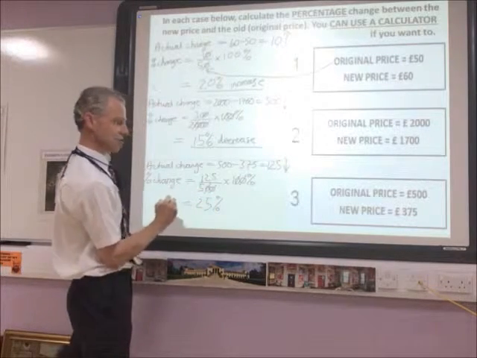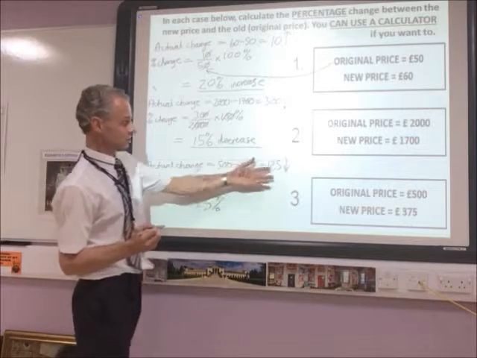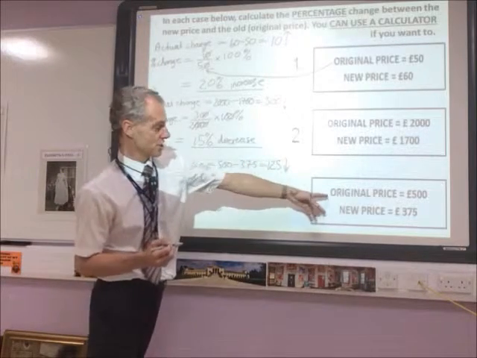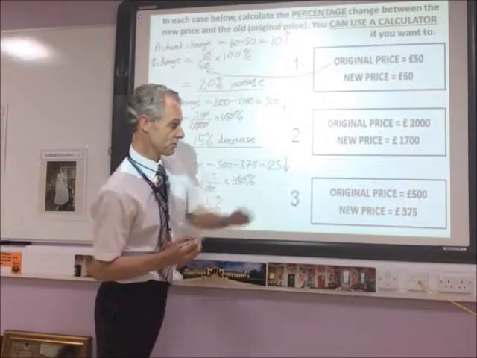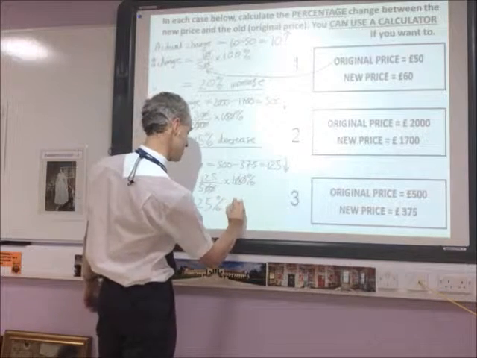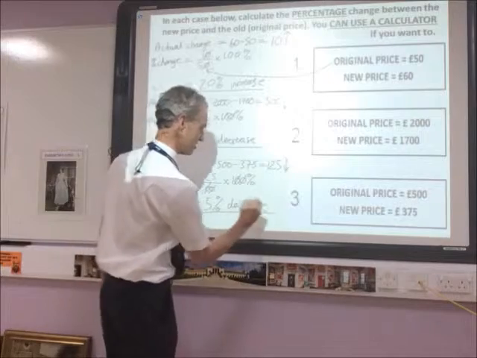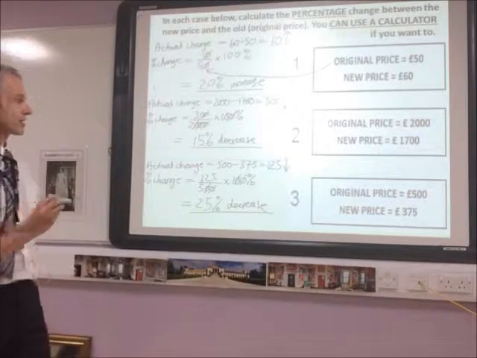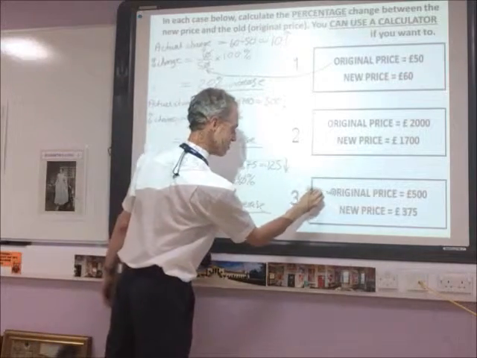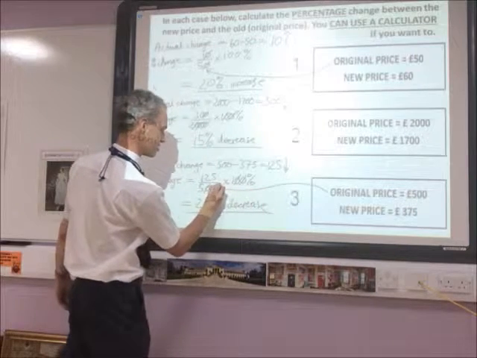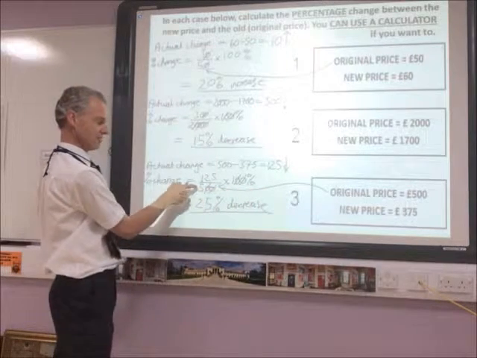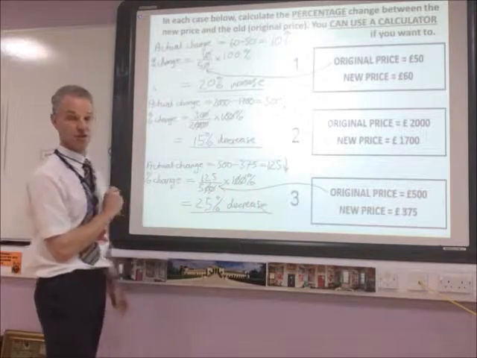And don't forget to show whether it's an increase or a decrease. Well, I showed at the start it was a decrease, and check back on the original. It's gone from 500 to 375. It's gone down. So for my final answer, I've got a 25% decrease. Okay, so the key thing here each time is make sure it's the original price that you're dividing by, not the new price.